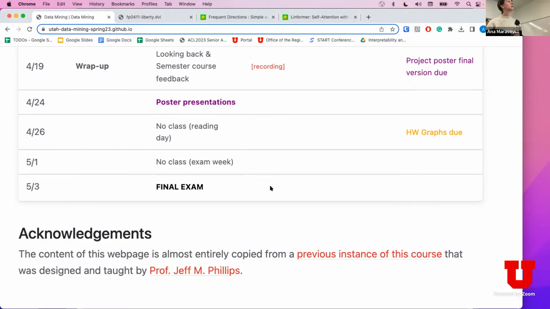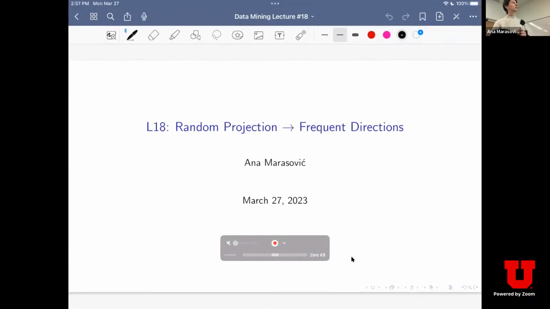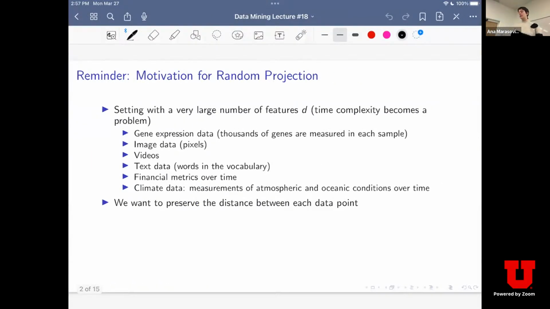Okay, looks good. All righty, so let's go back into our lecture from the last time. Last time we started to talk about the random projection, and I will just remind you of the motivation for this problem. We have introduced this in a setting where we have a very large number of features, so the number of columns in our data matrix is very, very large. Time complexity becomes an issue if you would like to use SVD when we have a large number of features D, because we know that SVD is not really efficient in the number of features.